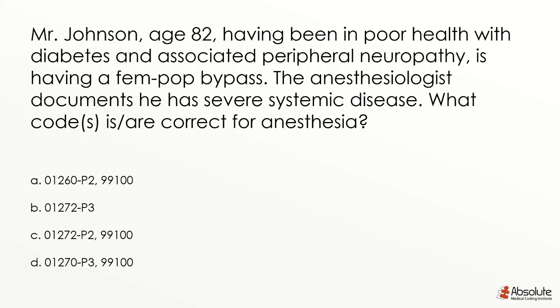All right. So we're going to do A, 01260 with a P2 modifier, 99100. B, 01272 with a P3 modifier. C, 01272 with a P2 modifier, 99100. D, 01270 with a P3 modifier and 99100. Mr. Johnson, age 82, having been in poor health with diabetes and associated peripheral neuropathy, is having a fem-pop bypass. The anesthesiologist documents he has severe systemic disease. What code or codes is or are correct for anesthesia? All right, guys, you've got 2.5 minutes and your time starts now.